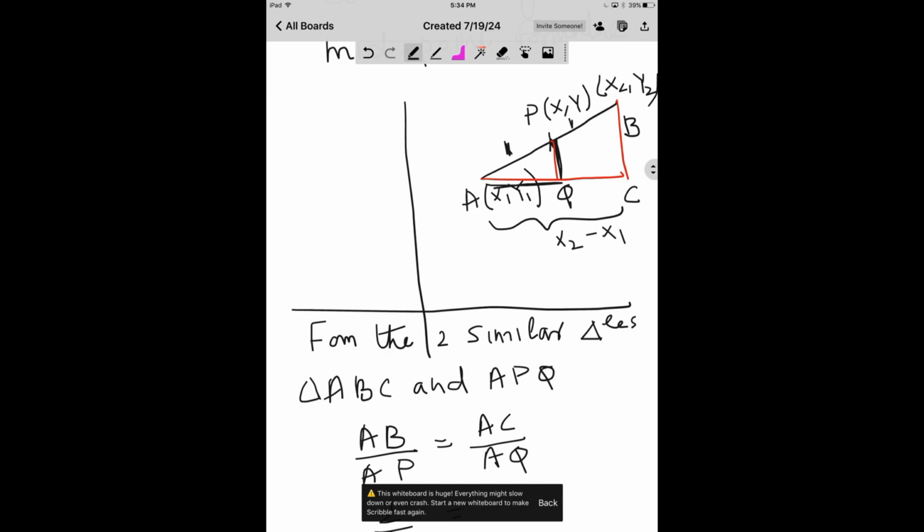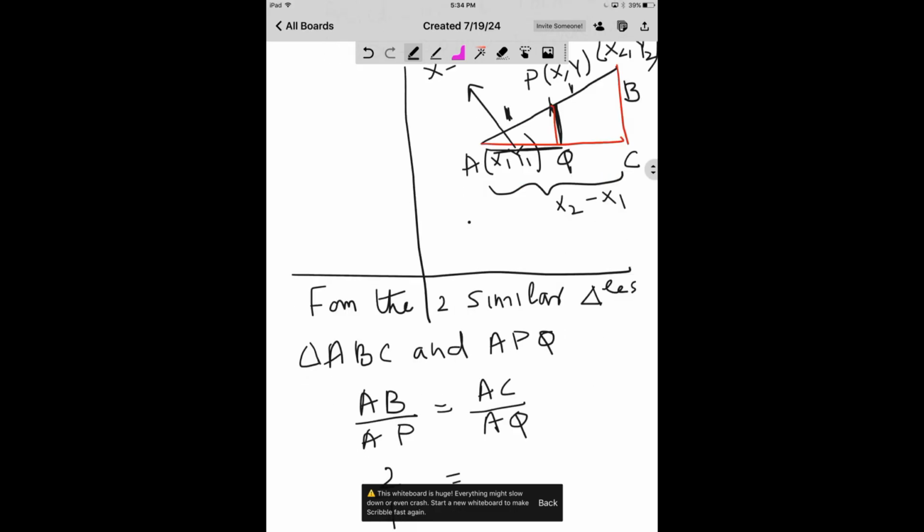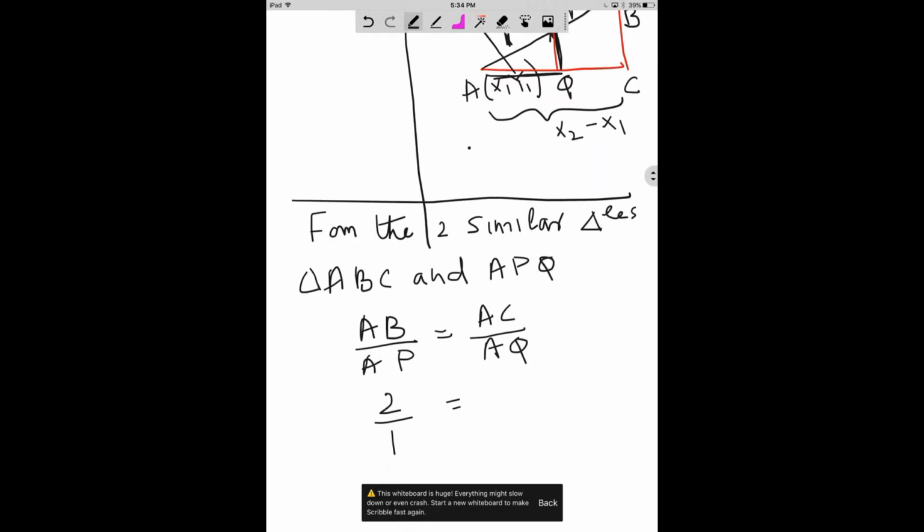Then what is AQ? AQ is x minus x1. Horizontal distance of AQ is x minus x1. So x2 minus x1 divided by x minus x1. So from this we are going to find out the value of x.